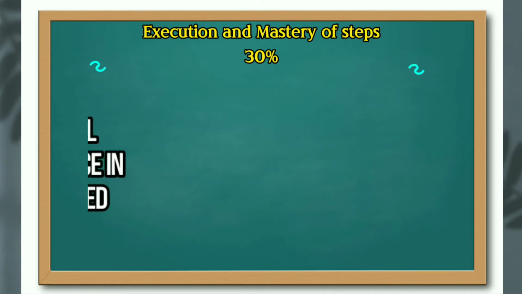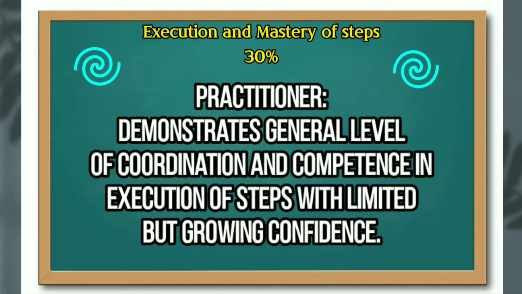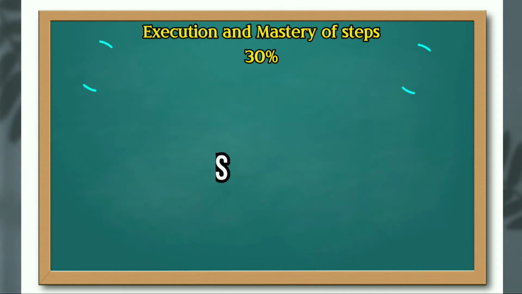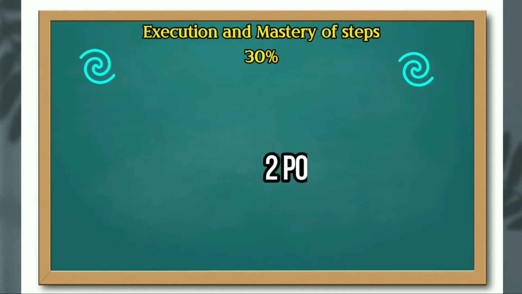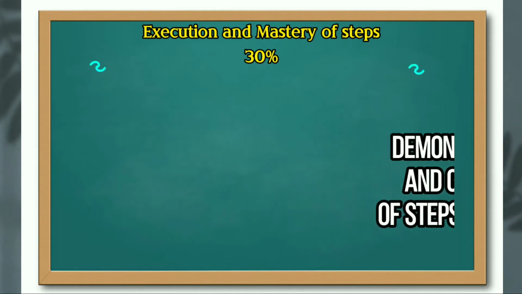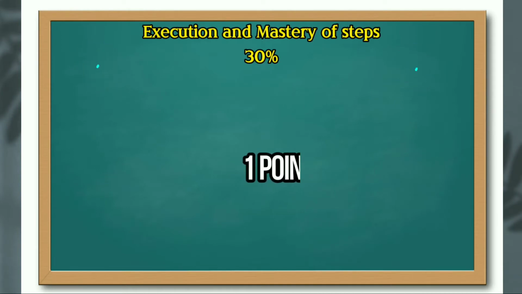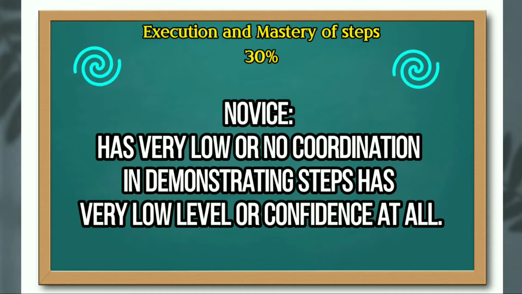So when we say practitioner, they demonstrate general level of coordination and competence in the execution of steps with limited but growing confidence. So 2 points if they only achieve apprentice. When we say apprentice, they demonstrate limited coordination and competence in the execution of steps with low level of confidence. And they will only get 1 point if it is novice. When we say novice, has very low or no coordination in demonstrating steps, has very low level of confidence at all.